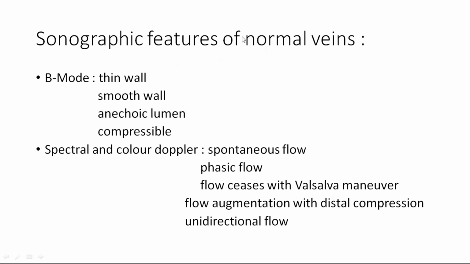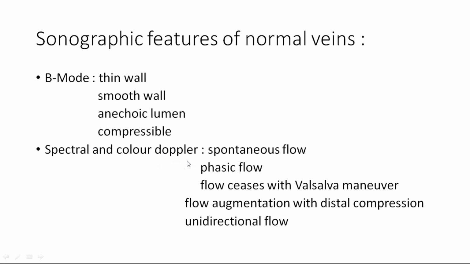Coming to the sonographic features of normal veins, normal veins have a thin, smooth wall and an anechoic lumen, and are compressible, which means the vessel appears generally dark on ultrasound examination. On normal B-mode ultrasound, the vessel wall is thin and smooth, the lumen appears dark, which is anechoic, and it is compressible when pressure is applied with the transducer.